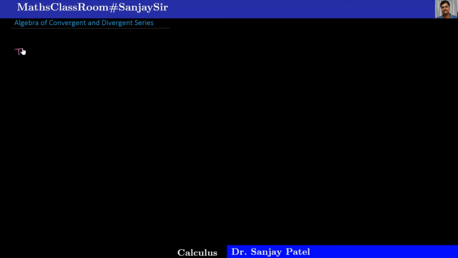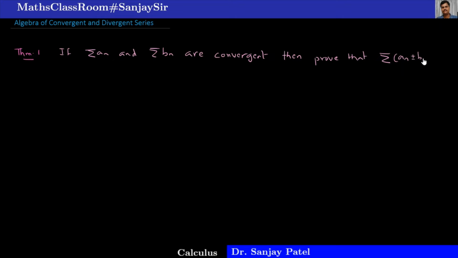The first result: if sigma an and sigma bn are convergent series, then prove that sigma an plus or minus bn is also convergent. Okay. So let us prove this.